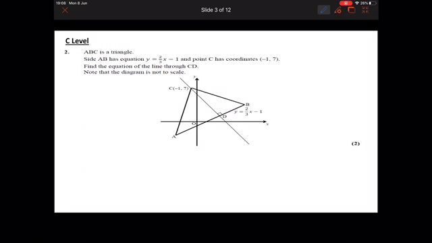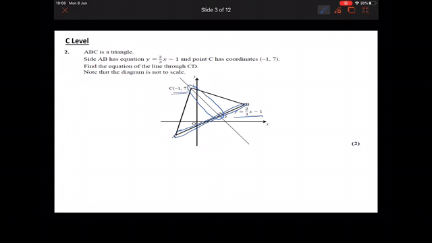Question 2 gives you a triangle ABC. It tells you that AB, which is this line down here, has equation y equals 2/3 x minus 1, and it wants you to find the equation of the line CD, and it gives you the coordinates of C.